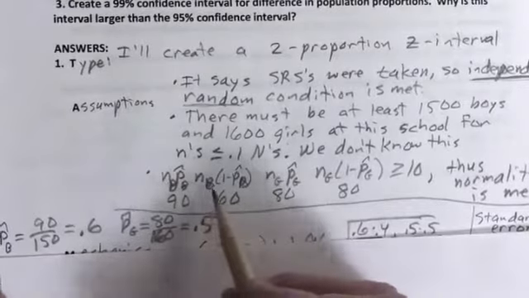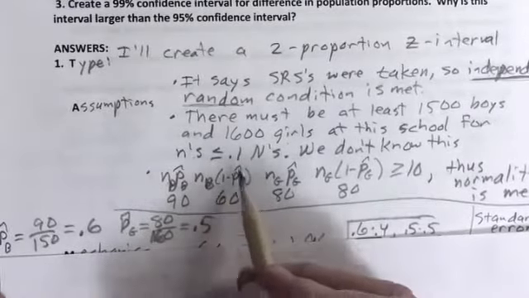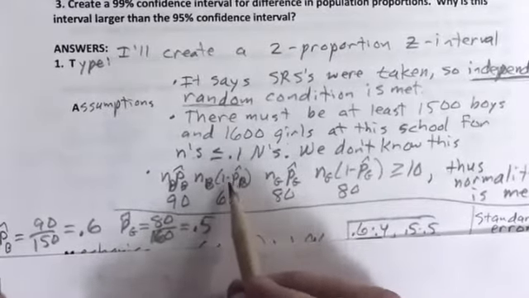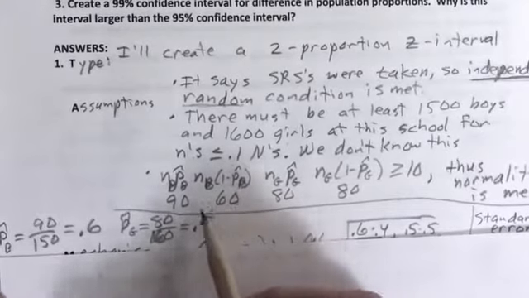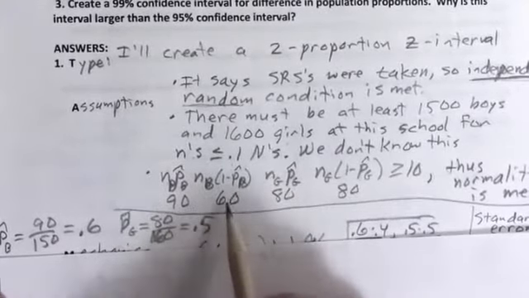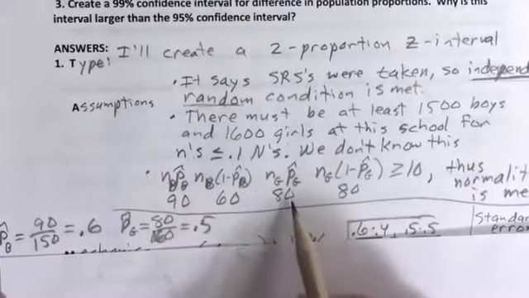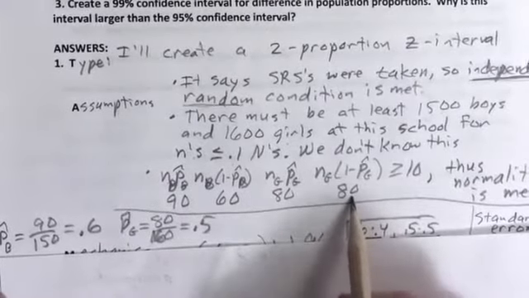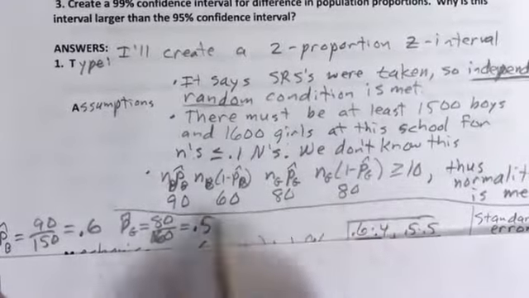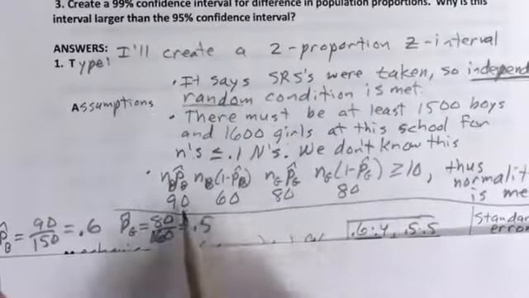And this is just going to be 150 times 60 over 150, which would be 1 minus 90 over 150. So in essence, these things are just your number of successes and failures for the boys. That's your number of successes, number of failures for the girls. You don't have to show the letters. You just have to show these numbers here. That's what they're looking for.